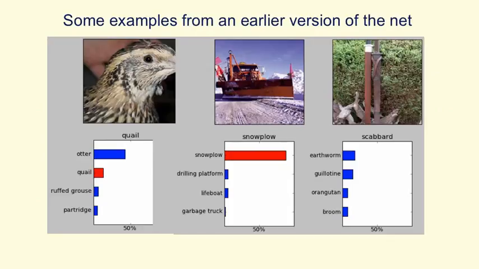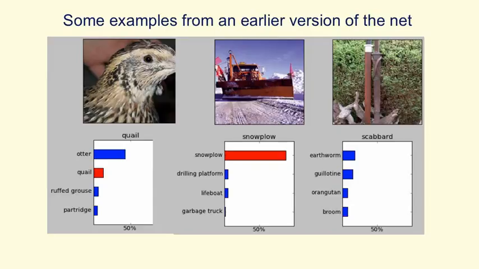And below the examples, I'm showing you what the neural net thought the right answer was, where the length of the horizontal bar is how confident it was, and the correct answer is in red. So if you look in the middle, it correctly identified that as a snowplow, but you can see that its other choices were also fairly sensible. It does look a little bit like a drilling platform. And if you look at its third choice, a lifeboat, it actually looks very like a lifeboat.